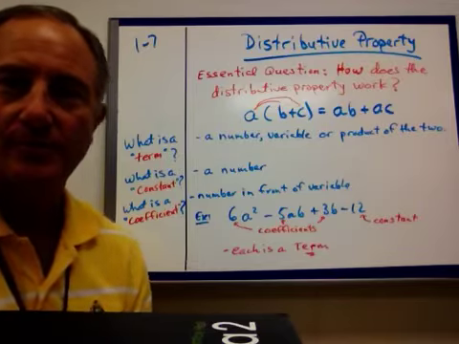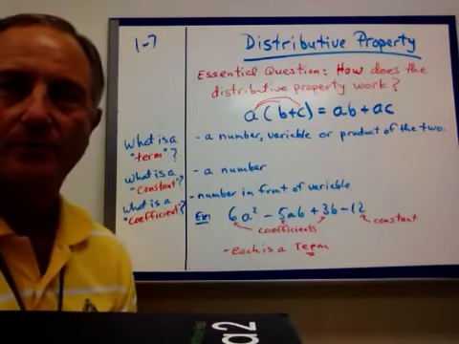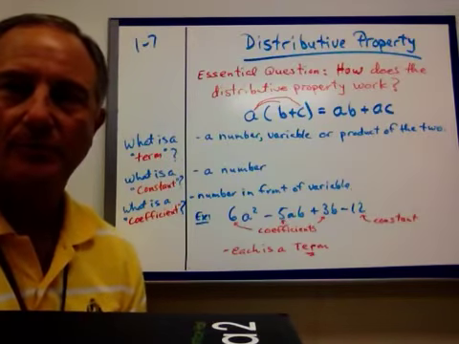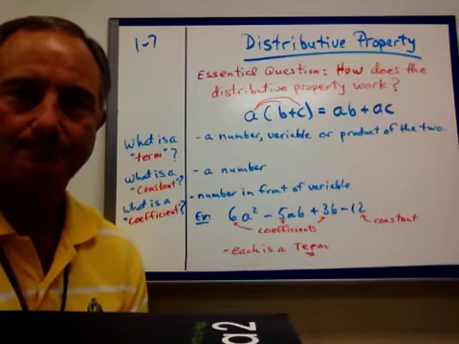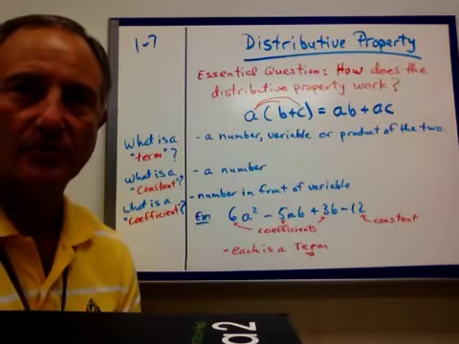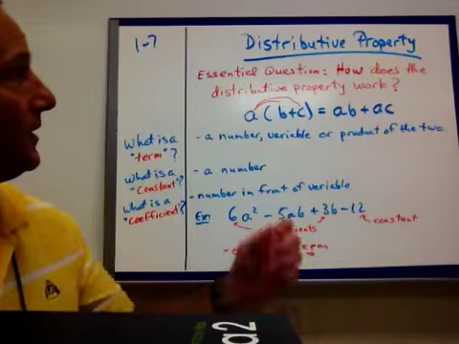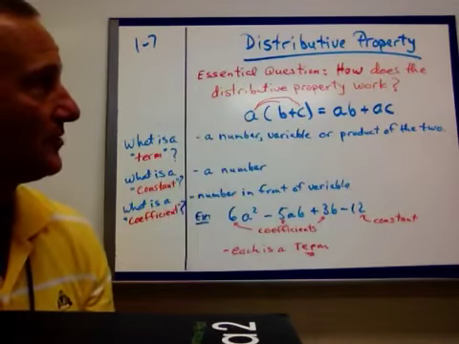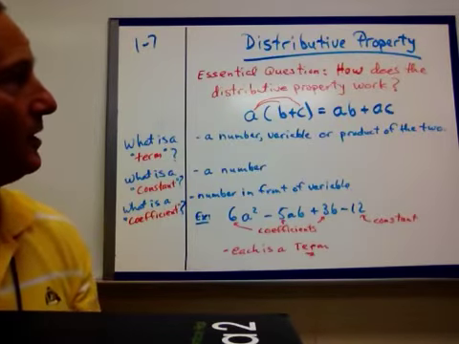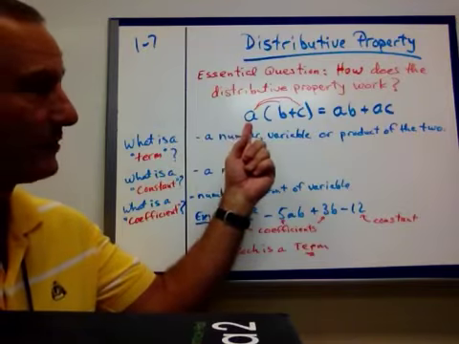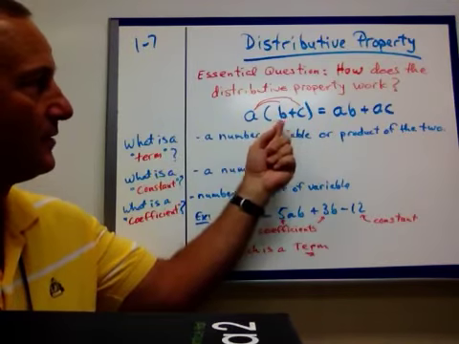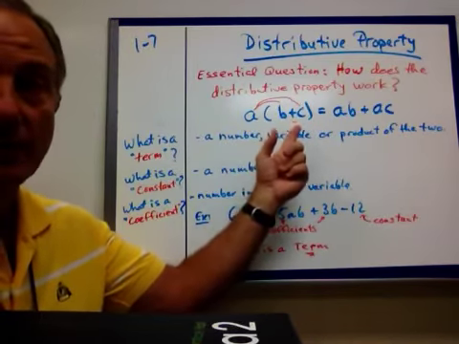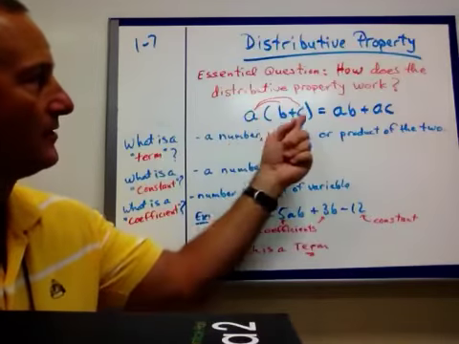We mentioned this the other day when we talked about properties: commutative property, associative property, distributive property. Just kind of rehash a little bit, refresh. Our essential question is, how does the distributive property work? Most of us are familiar with this. It's just A times (B plus C), or if that was a minus, it would be A times B minus A times C.